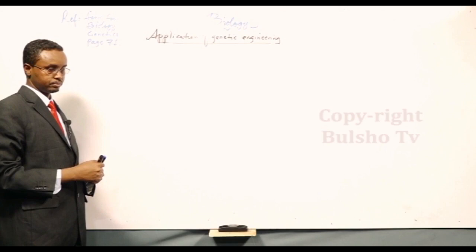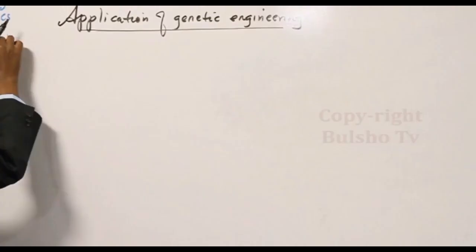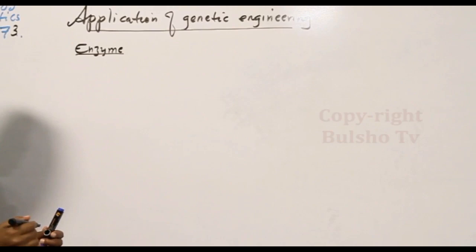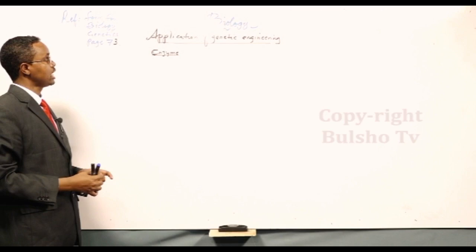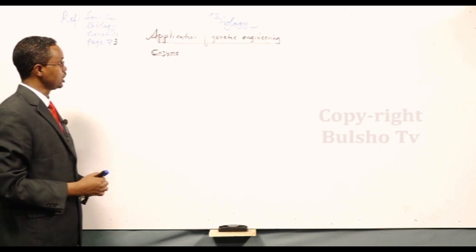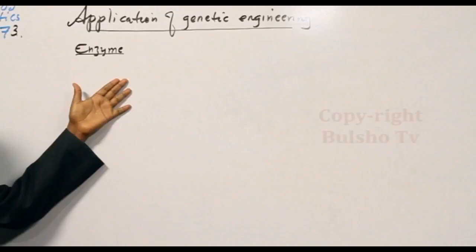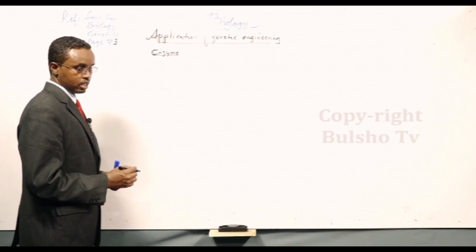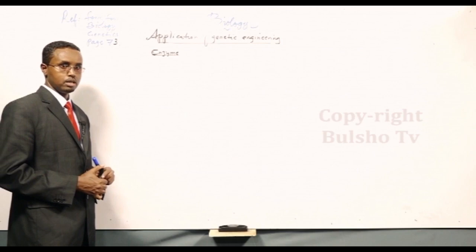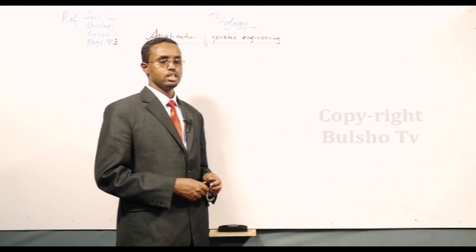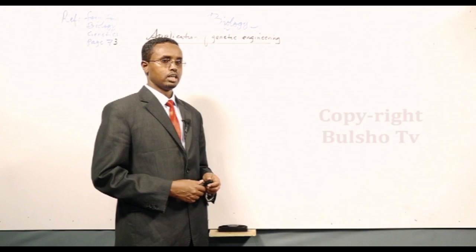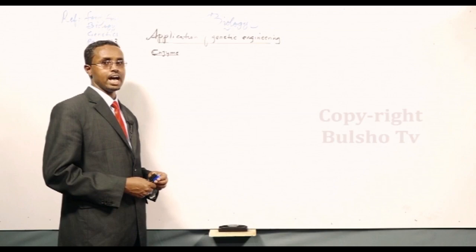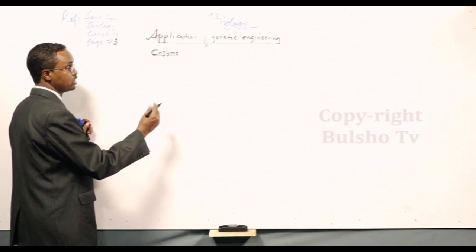Okay, on your book, on page 73, you see here is the application of genetic engineering. In this application, we have to explain bit by bit how this enzyme is produced by using genetic engineering. There is an enzyme which is called chymosin. Chymosin is an enzyme which is naturally secreted by the gastric glands. This enzyme coagulates the protein in the milk. This enzyme is commercially used to make cheese hard. Then we have to explain how this enzyme is synthesized by using genetic engineering.